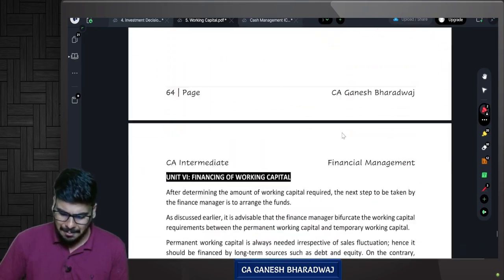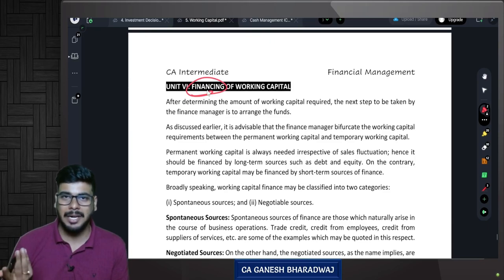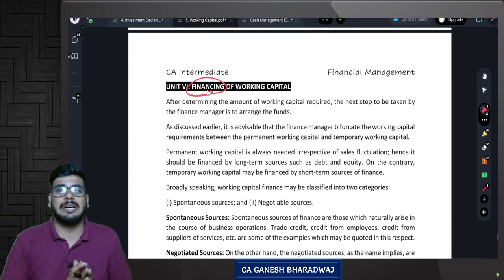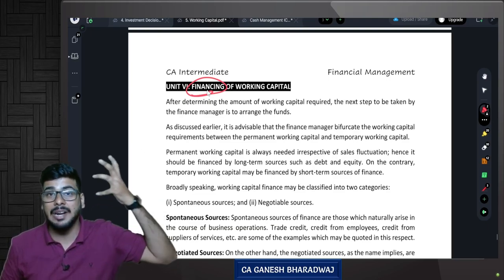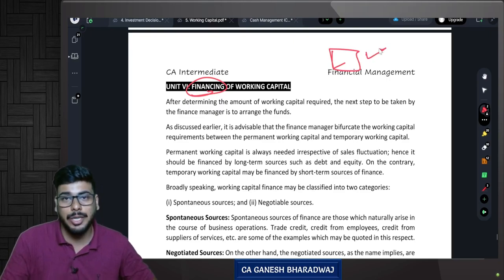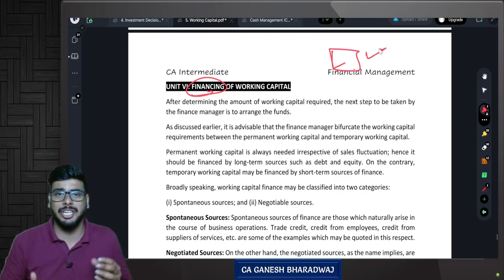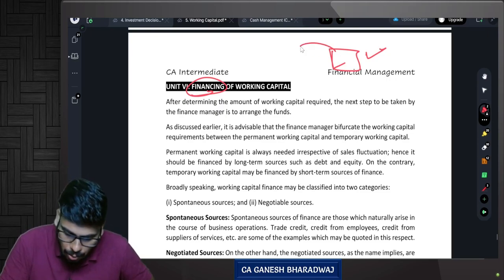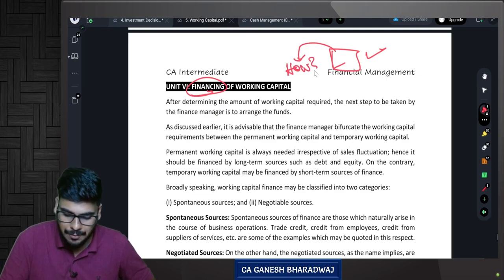Now, the final part is actually financing of working capital. This is basically a theoretical part. In the first segment of the chapter, we saw how to calculate the amount of working capital required. Yes, we saw current assets minus current liabilities, with all those calculations and the working capital cycle. Now, this segment talks about how you finance it. How do you arrange for this finance?